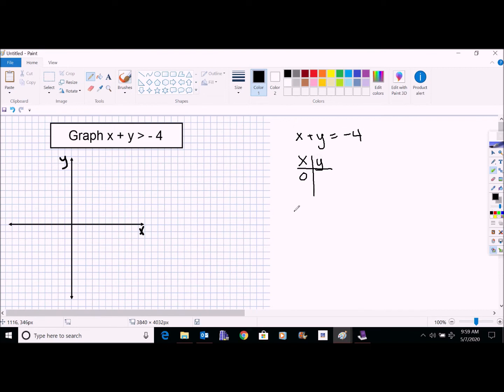So when x is 0, y equals negative 4. So I will start by putting my point at the ordered pair 0, negative 4. 1, 2, 3, 4. And then I need to find my other one, and this is going to be your easiest way. Just find your x and y intercept.